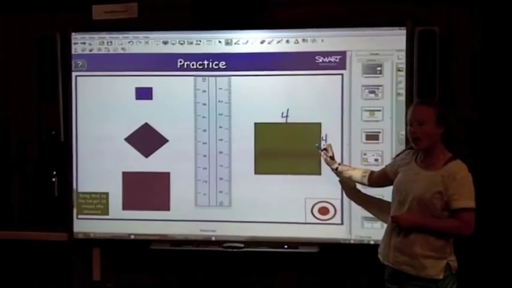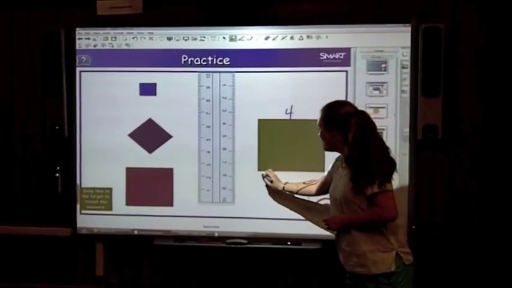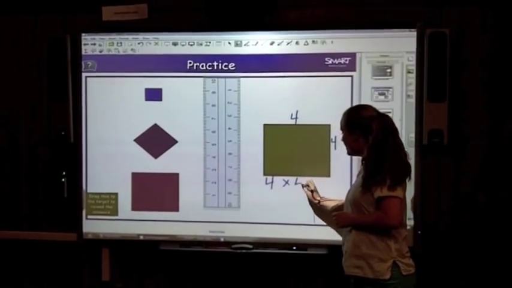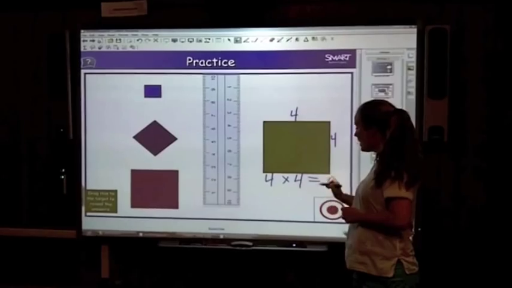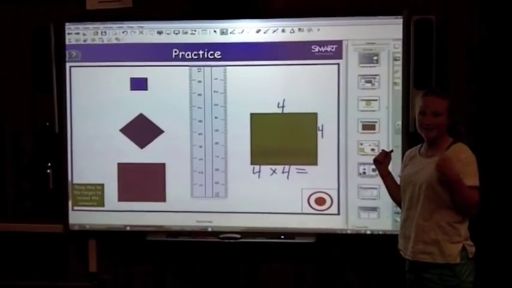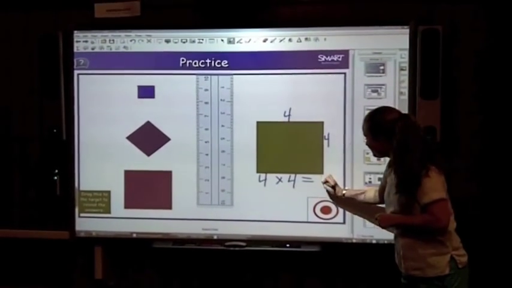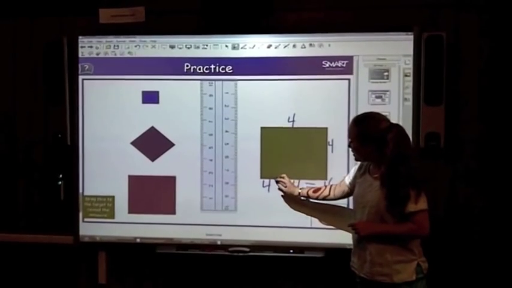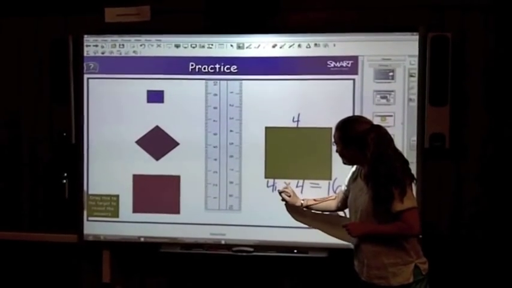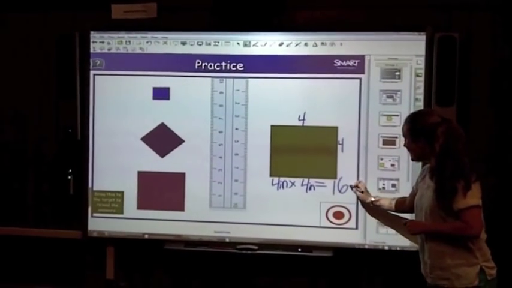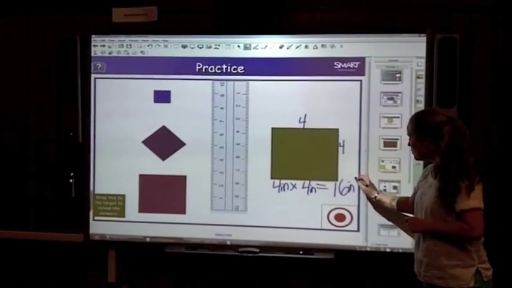So to get the area, we would do 4 times 4 equals, and what, does anyone know what 4 times 4 is out there? It's 16. And I believe that this is in inches, so we're going to put inches. So it's 16 inches squared.